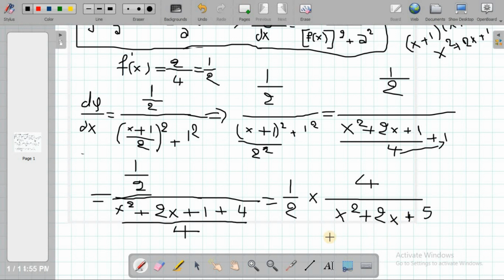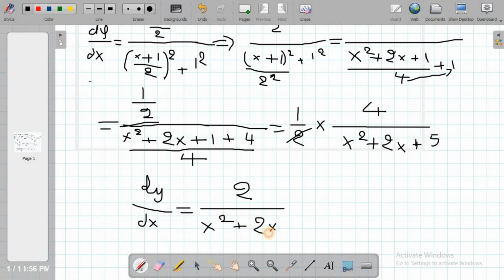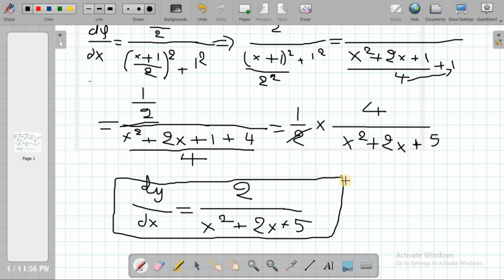Now you can see we're not done yet. We have 2 here, we have 4 here. It's a multiplication, so we can cancel that 2 with the 4. So we can see now our dy over dx is equal to 2 over x squared plus 2x plus 5. So guys, in general, this is what we were supposed to do for this question.